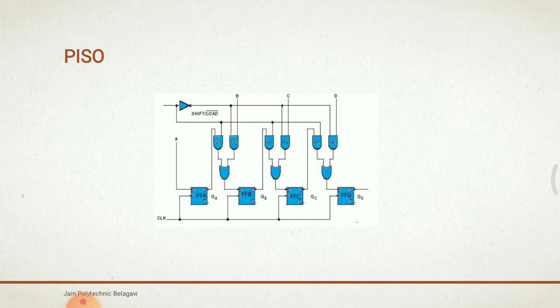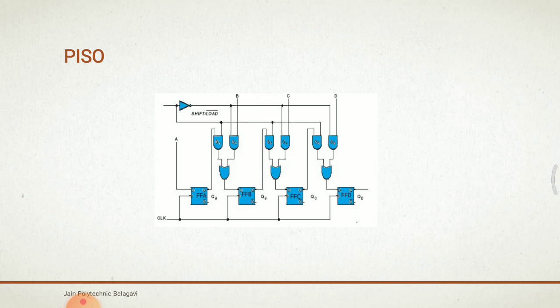Then what happens? A B C D will be there, and QA QB QC QD. Parallel data input lines A B C D you are providing, and there are 4 D flip-flops, and a clock will be there. A B C D are the 4 parallel data input lines, and shift or load.